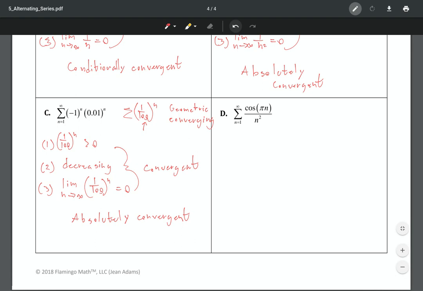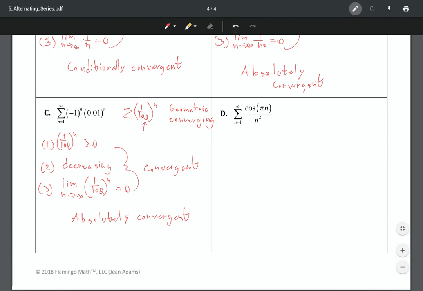All right, last but not least, on D, by the way, notice that this is an alternating sequence because when you plug in a 1, you get the cosine of pi, which is negative 1. And if you put a 2, you get the cosine of 2 pi, which is positive 1, and so on and so forth, right? So you're going to go between 1 and negative 1 on the top part. So this is going to be an alternating series.